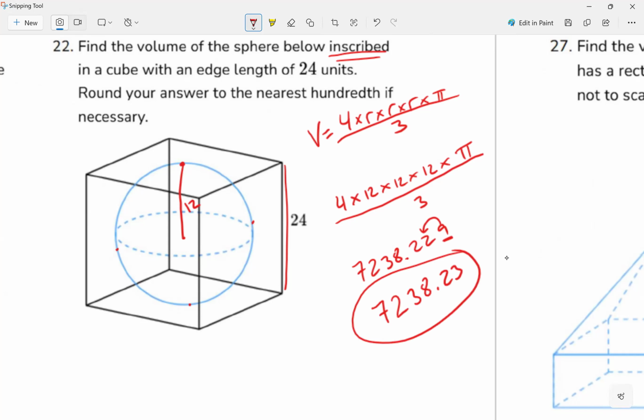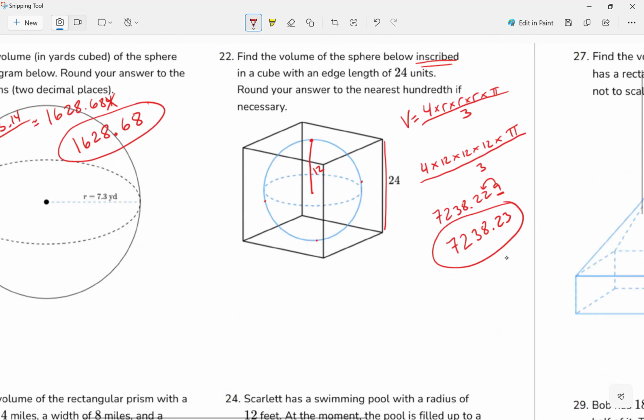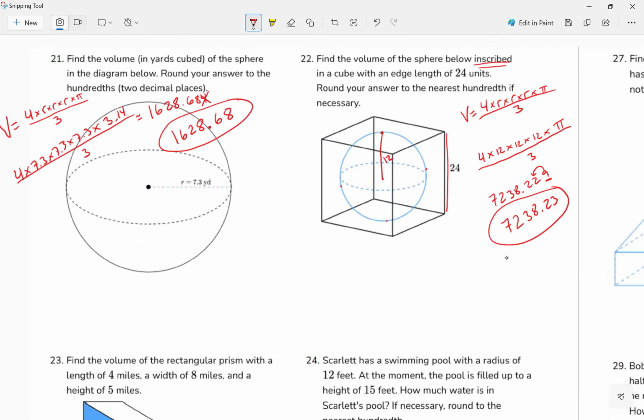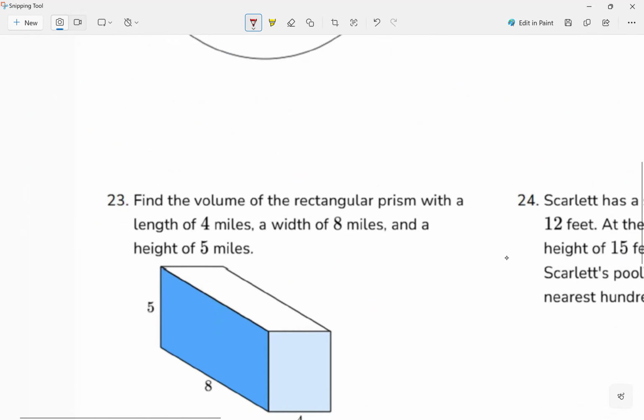So that's what I got. Now, if you use 3.14 instead of the pi symbol, your answer should be 7,234.56. Okay. Again, in some cases, if you notice, in question number 21, I used 3.14 for pi. Question number 22, I used the pi symbol. I'm going to be switching back and forth when possible, just to show you that it doesn't matter which one you choose. Now, when I don't have pi, well, I don't have much of a choice.